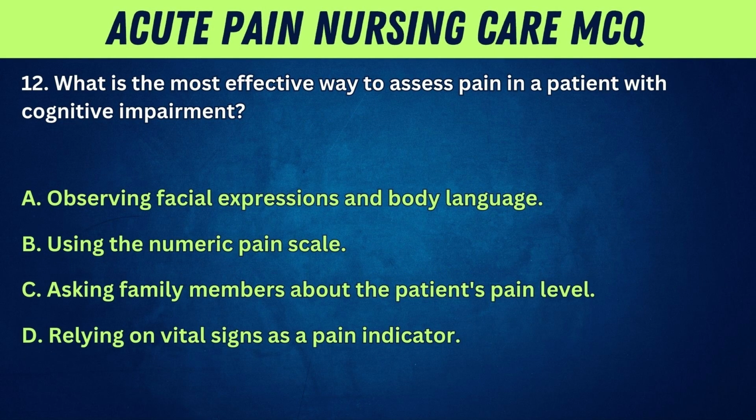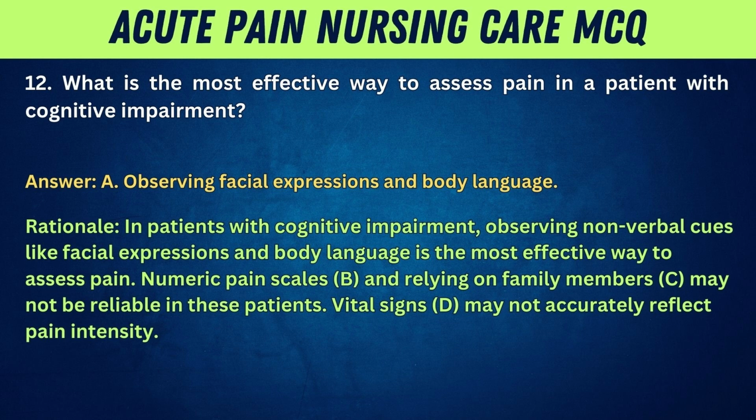12. What is the most effective way to assess pain in a patient with cognitive impairment? A. Observing facial expressions and body language. B. Using the numeric pain scale. C. Asking family members about the patient's pain level. D. Relying on vital signs as a pain indicator. Answer. A. Observing facial expressions and body language.